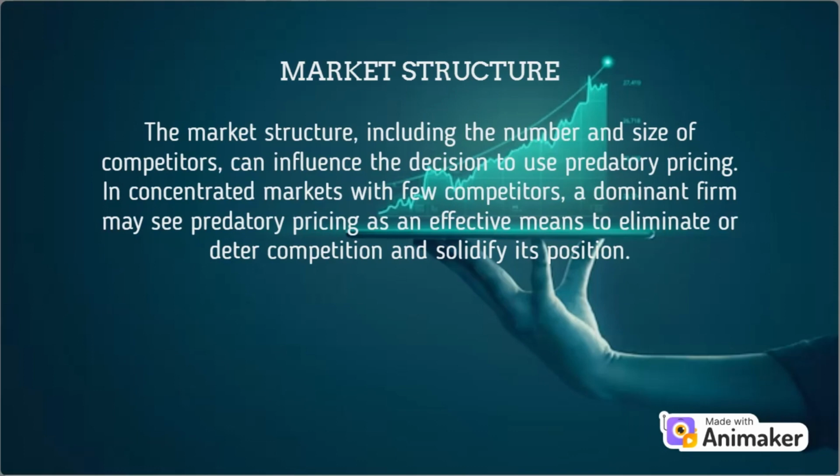Furthermore, the sixth factor of usage is market structure. The market structure, including the number and size of competitors, can influence the decision to use predatory pricing. In concentrated markets with few competitors, a dominant firm may see predatory pricing as an effective means to eliminate or deter competition and solidify its position.